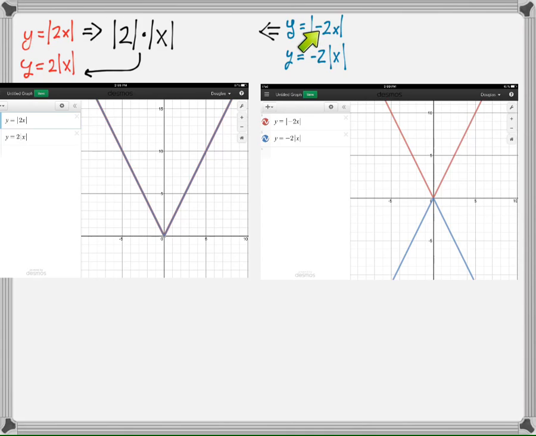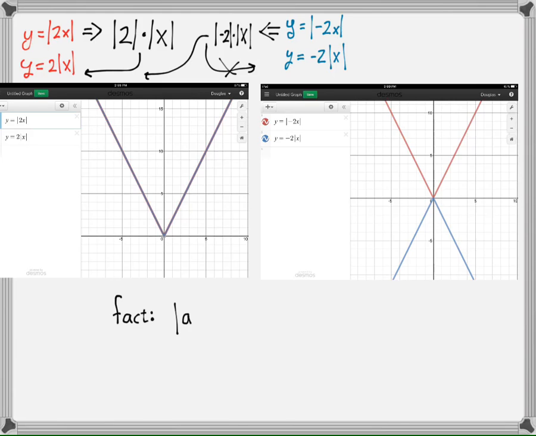So really what's going on is, if I follow the same pattern that I did over here, I'm just taking the absolute value of negative 2 times the absolute value of x. I'm separating the two. So I'm going to take the absolute value of negative 2, and the absolute value of negative 2 is 2. So really, this graph right here is the same as 2 times the absolute value of x. So this exploration leads us to this conclusion.